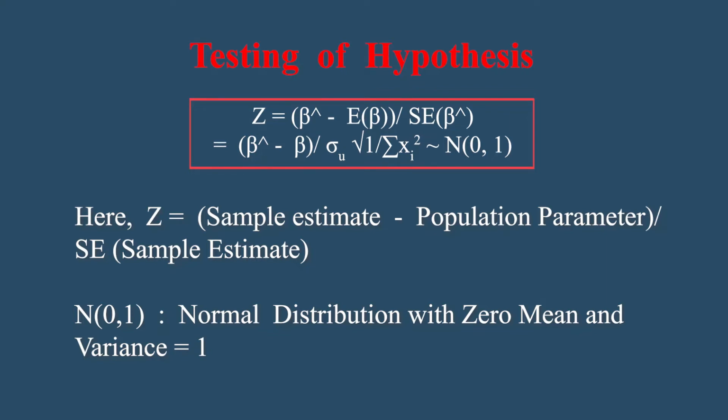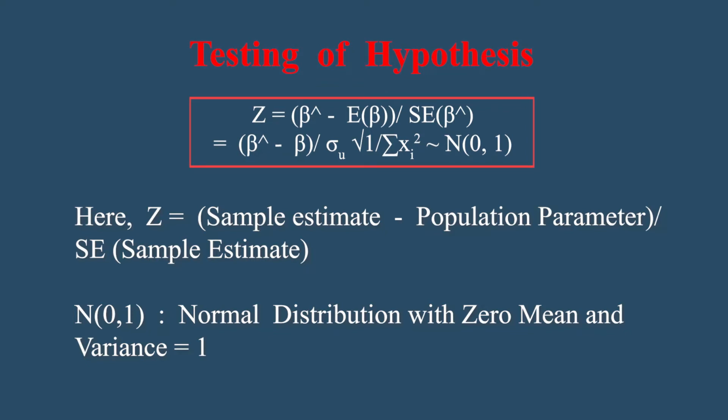This standard error in the denominator is sigma u, the standard deviation, times the square root of 1 by summation of xi square, because we know the variance is sigma square u by summation of xi square and the square root is being considered. So this comes up as the z statistic, and we observe that it follows N(0, 1).